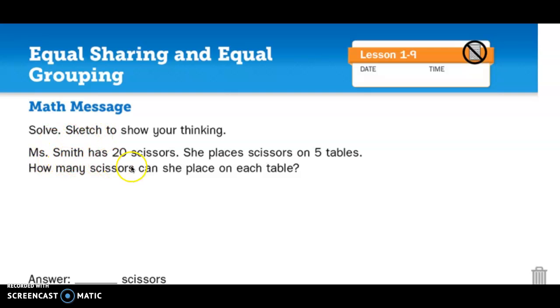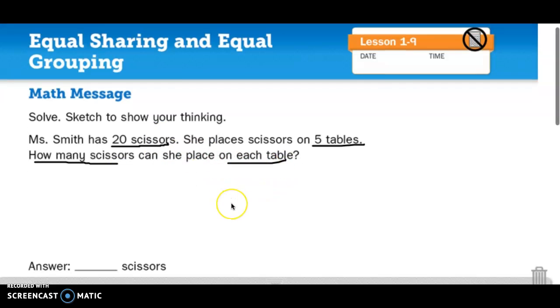Miss Smith has 20 scissors. She places scissors on 5 tables. How many scissors can she place on each table? So this is kind of backwards of what we did yesterday. So we know the total. We have 20 scissors total, but we have 5 tables. So our magic question is, how many scissors on each table?